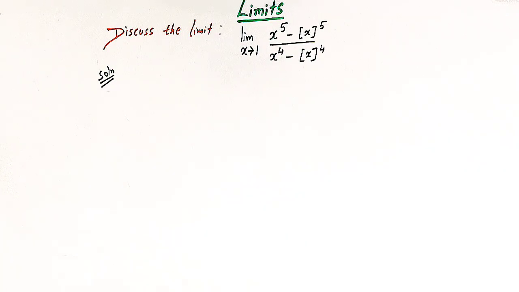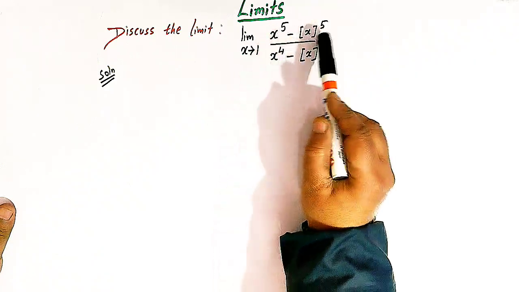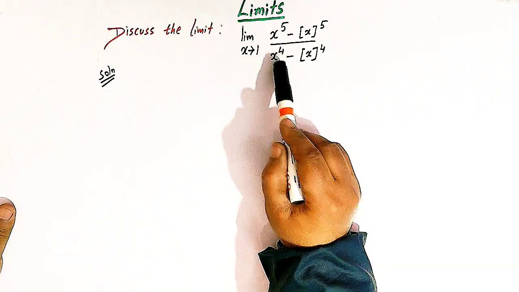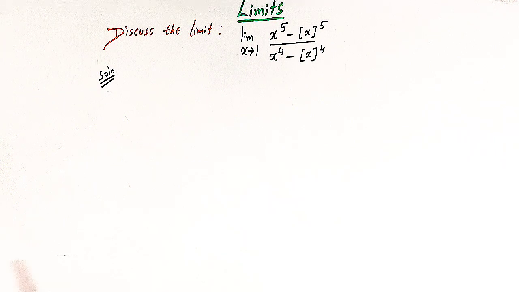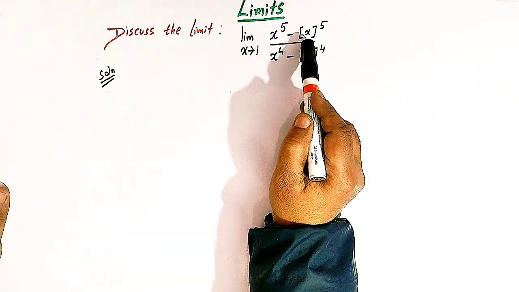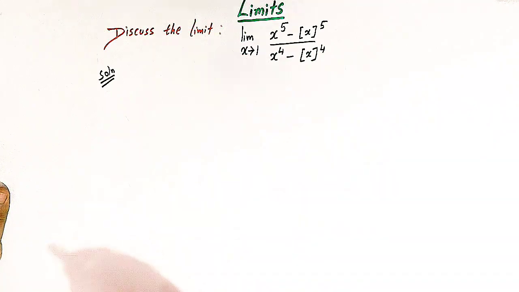Hello viewers, in today's class we are going to discuss yet another important and very conceptual problem from limits. In this session we are going to discuss this limit: limit x tends to 1, x raised to 5 minus fifth power of greatest integer of x divided by x raised to 4 minus fourth power of greatest integer of x. We'll see whether the limit of this function involving the greatest integer function exists when x tends to 1 or not.